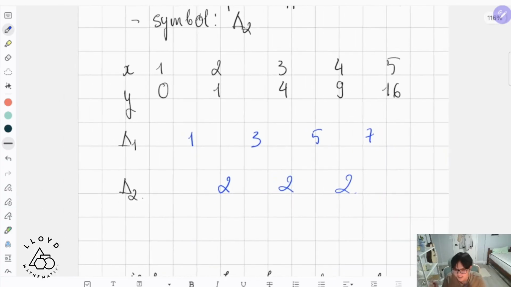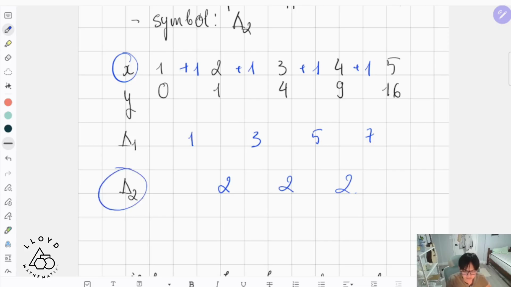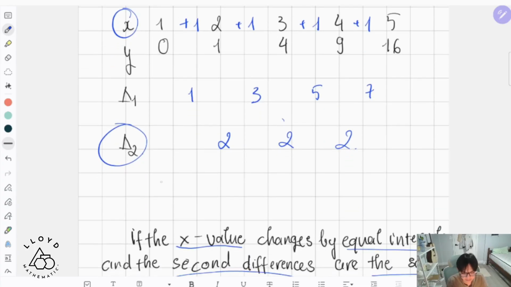So is this a quadratic relation? We just check, right? So 1 plus 1 is equal to 2. So 2 plus 1 is equal to 3. So this is also plus 1 equal to 4. And 4 plus 1 is equal to 5. So the x values here are changed by equal intervals. And the second differences are all the same, right? So we can conclude that this is a quadratic relation.